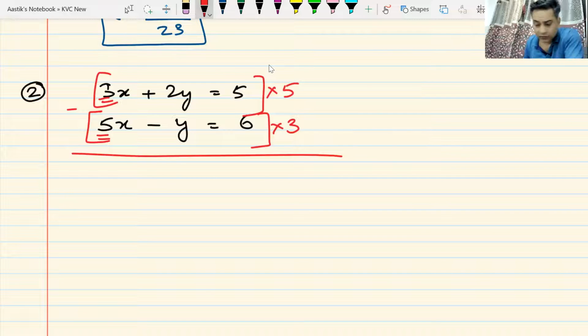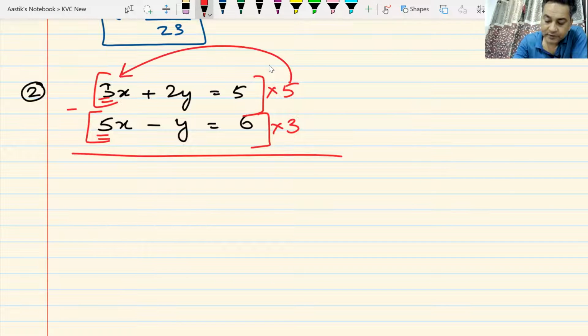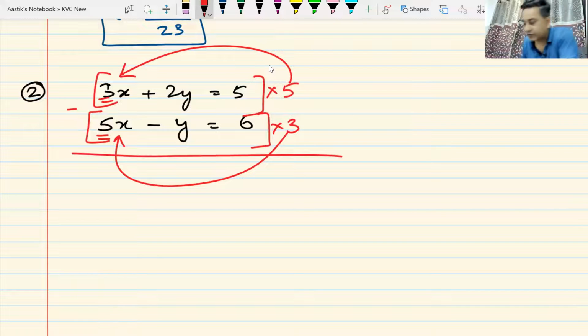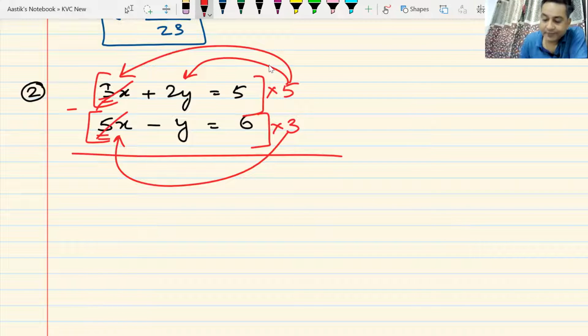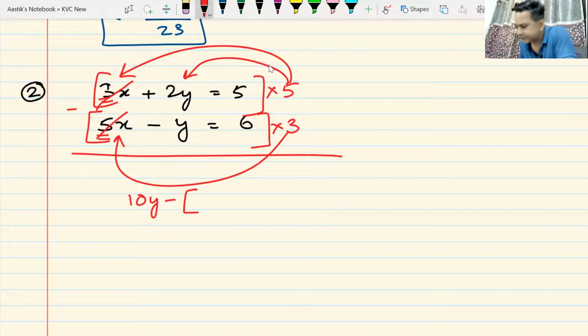So what happens when I do this? 3 into 5 becomes 15. 5 into 3 becomes 15. 3 into 5 also becomes 15. Then I subtract them. So x will go away. Then I multiply 5 by 2y. 5 multiplied by 2y shall give me 10y. Remember, if you are getting confused, just put a minus sign. Don't forget. Get full confidence first. Then you try something else.